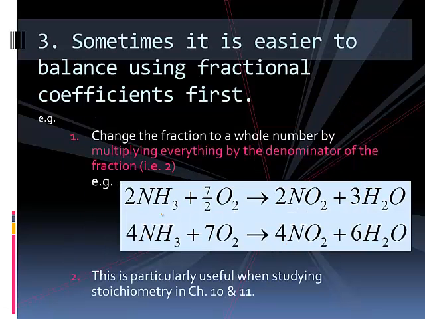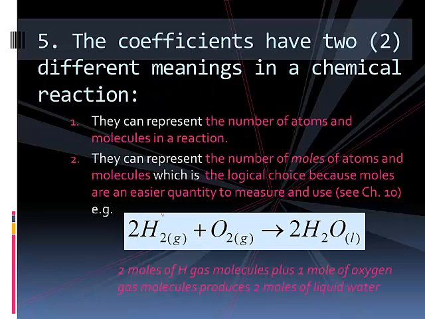Sometimes what we see is that it's easier for people to use fractional coefficients first and then change the fraction to a whole number by multiplying everything by the denominator. In general, we'll see that this is a 3. This tends to be confusing for people, so I tend to suggest that you avoid it, but if that makes sense to you and you're like, oh yeah, I've got 7.5 oxygen molecules, obviously you have to multiply everything by 2, then that will be okay.